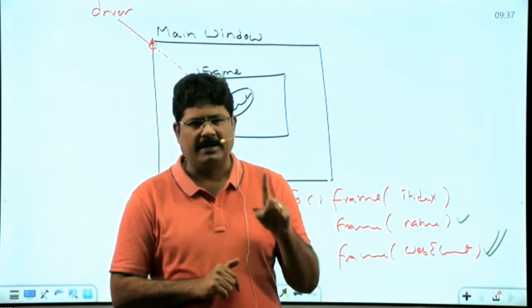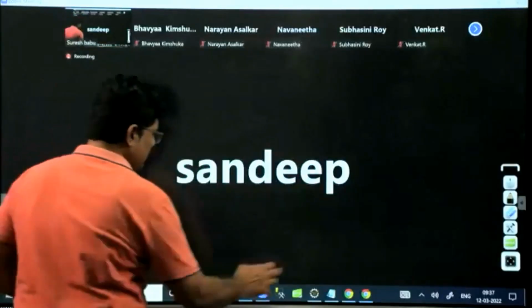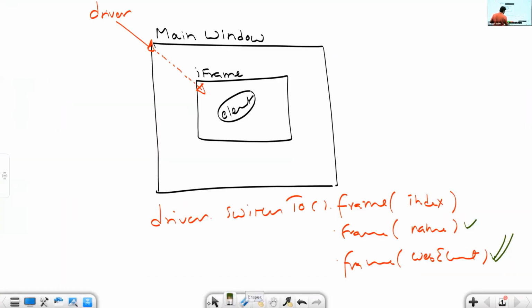Note on these three commands using driver dot switch to frame. You can give either the index of the frame, the name of the frame, or any other property to recognize the frame web element uniquely. Right. Hope you understand the topic, how to handle the elements inside a frame now.